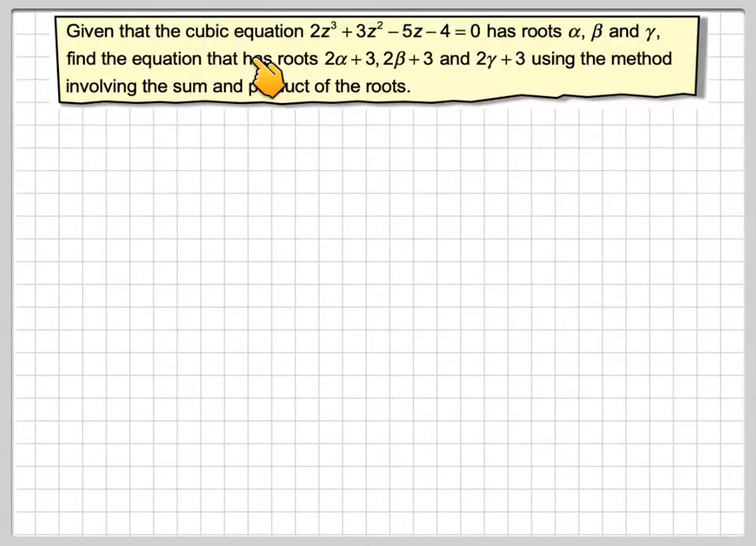Given that the cubic equation 2z cubed plus 3z squared minus 5z minus 4 is equal to 0 has roots alpha, beta and gamma, find the equation that has roots 2 alpha plus 3, 2 beta plus 3 and 2 gamma plus 3, using the method involving sums and products of the roots.